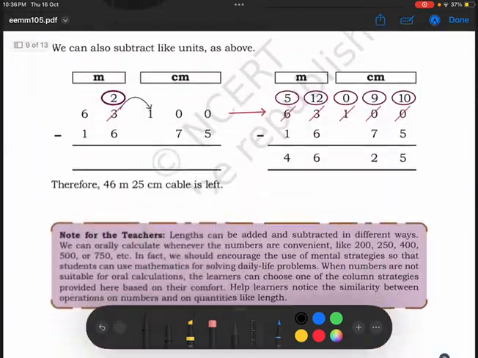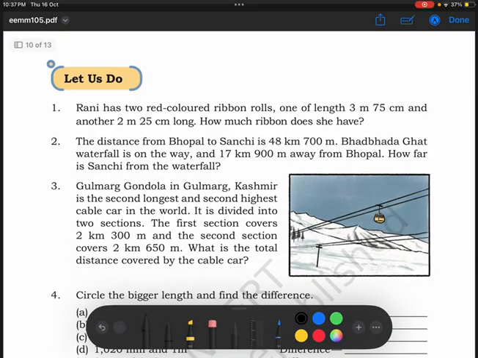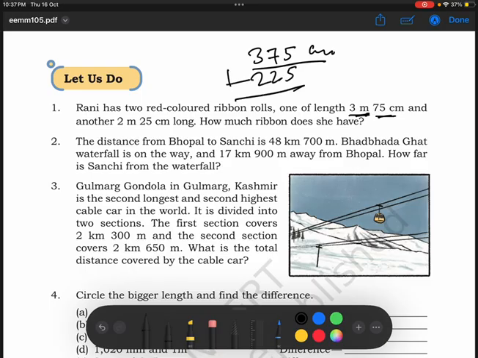Okay, let's move forward. What we have to do in this? Rani has 2 red colored ribbon rolls. One of length is this and the other one is this. We have to find the total length, so we have to add both, but before adding both, this is in meter, this is in centimeter. So do one thing, either change both in centimeter like this. 3 meter means 300 centimeters, so 3 meter 75 will be 375 centimeters, and then in the same way you can do the next, and then you can add both.